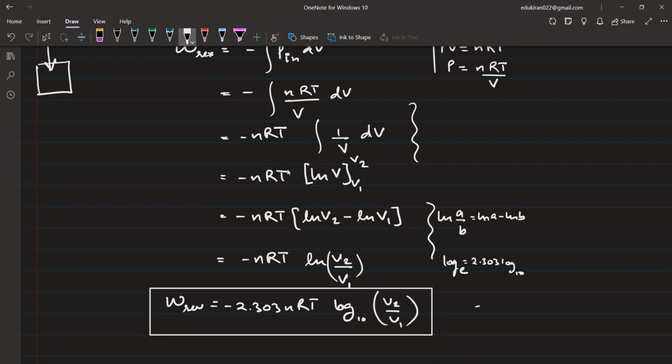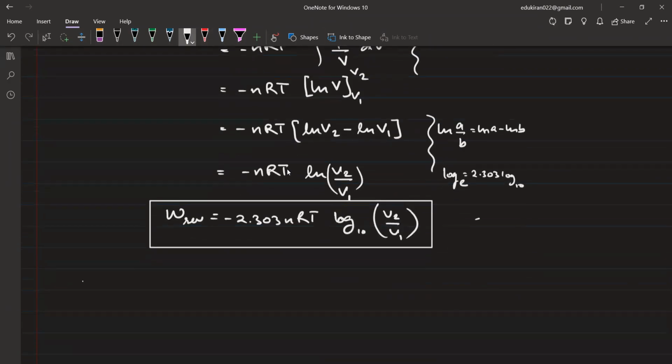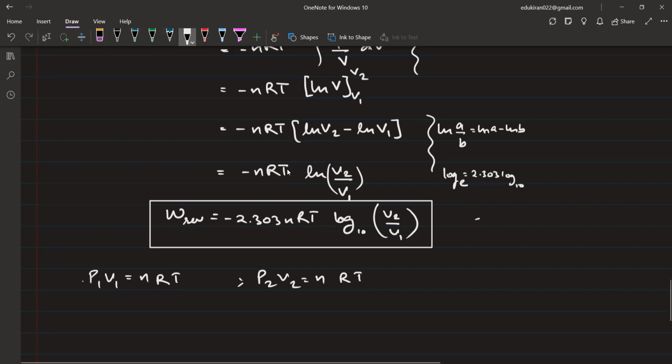Write this down. Also write: if I have pressure 1, volume 1, it will be equal to the number of moles in the initial case, R and T1. Similarly, in the final phase you will have P2 V2 is equal to N2 R T2. But here, the number of moles and the temperature are not going to change. So the number of moles is constant, and the temperature is also constant.